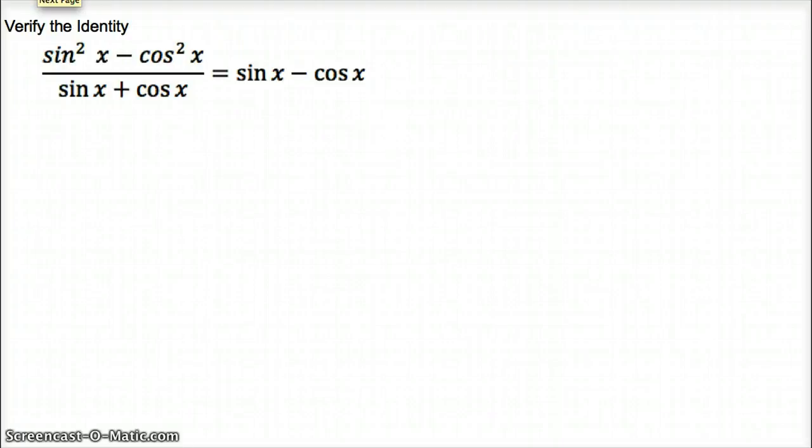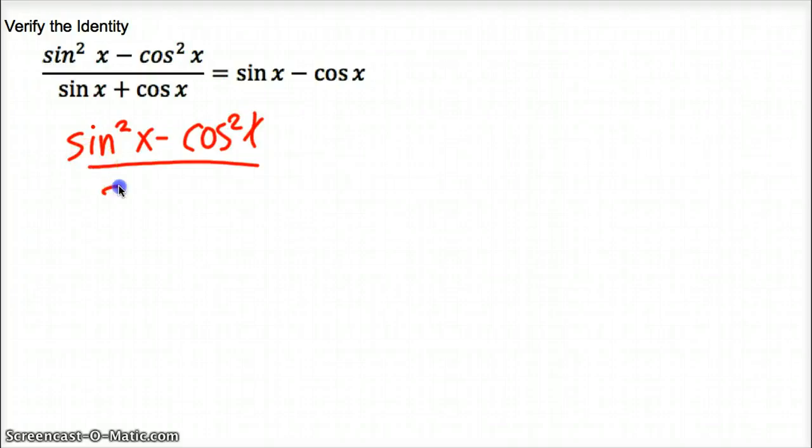So remember, we want to get the left side to equal the right side. The first thing I notice is the left is more complicated, so I'm going to start with the left side and think about how I can simplify that to get the right side. The right side has absolutely no fractions in it. It's just sin x minus cosine x. So somehow I need to cancel out the bottom or work it so that the bottom turns into 1. That is going to be my ultimate goal.